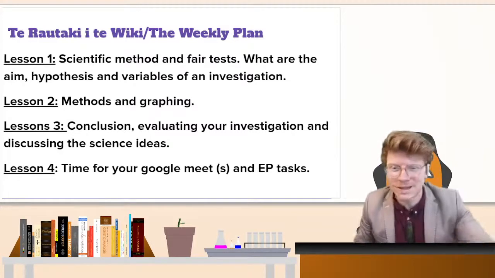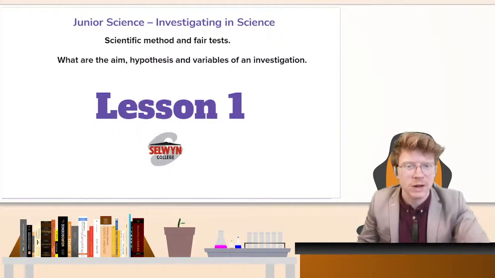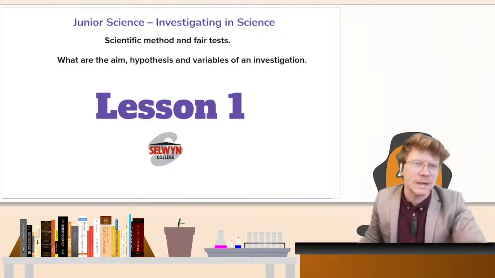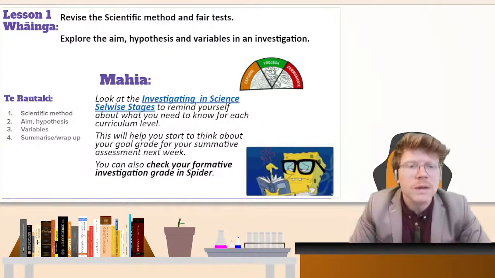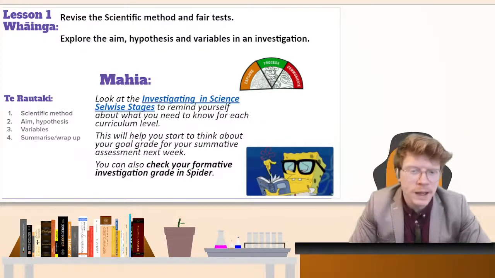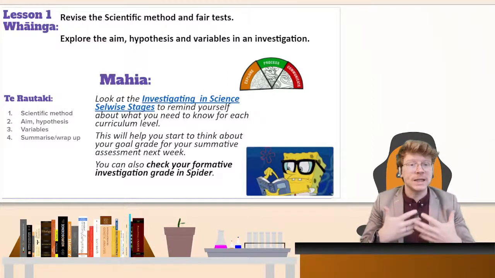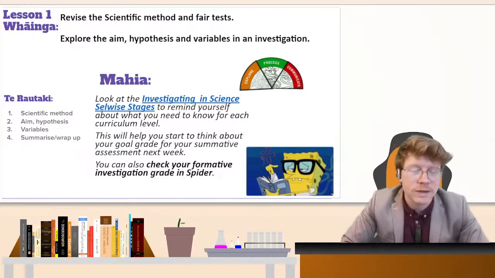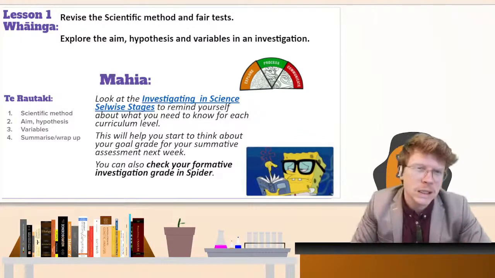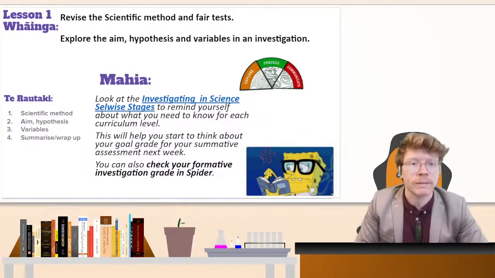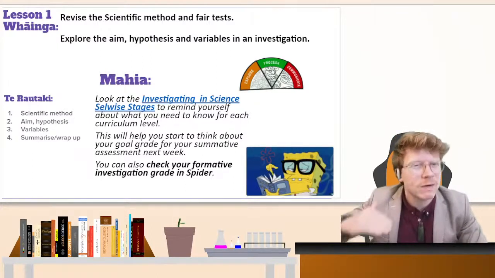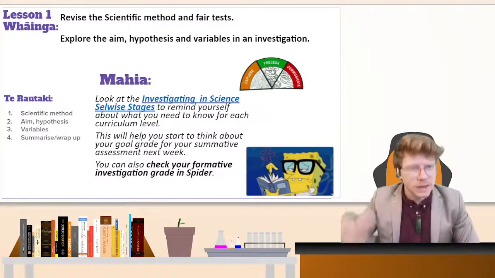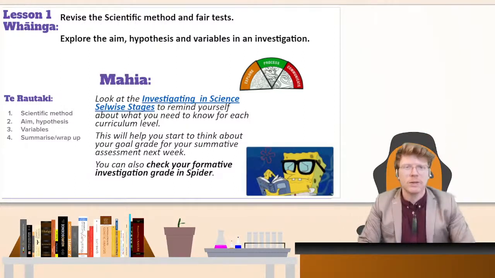All right. Let's dive into our first topic, which is going to be on the scientific method. That's all our fundamentals that we need to know about science. So the first thing, there's a task for you to do this week, is to have a little bit of a look at the investigating in science cell-wise stages. Now the cell-wise stages are there for you as a kind of scaffolded set of things to work on. And normally, if you're at a certain level, you get a certain grade, you can look at the level above and say, okay, this is the next set of things I need to be working on, right?